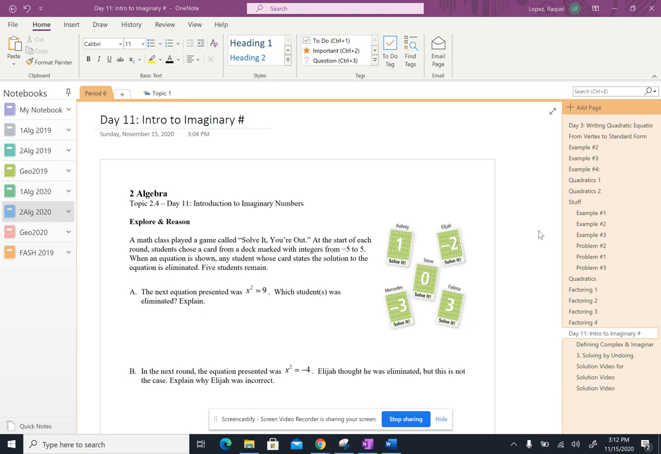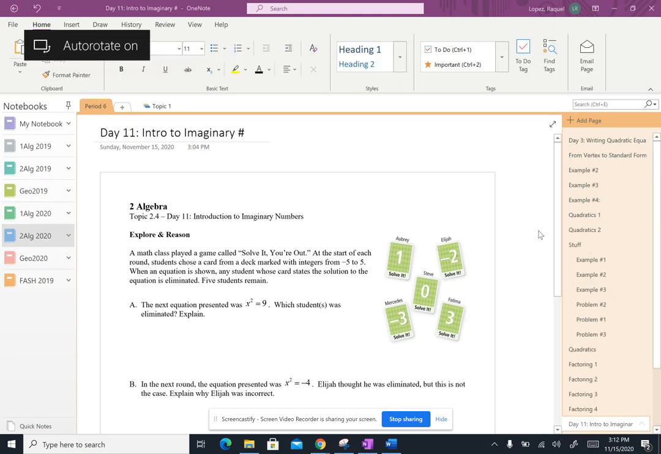A math class played a game called Solve It, You're Out. At the start of each round, students choose a card from a deck marked with integers from -5 to 5. When an equation is shown, any student whose card states the solution to the equation is eliminated. 5 students remain. Let's take a look at part A.